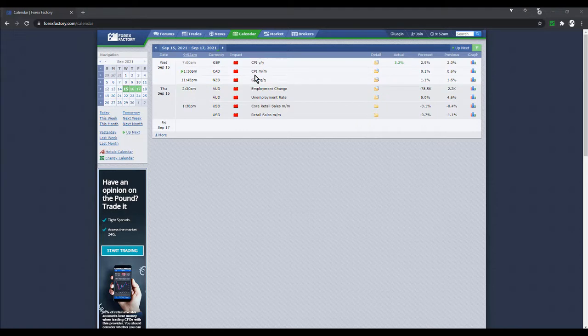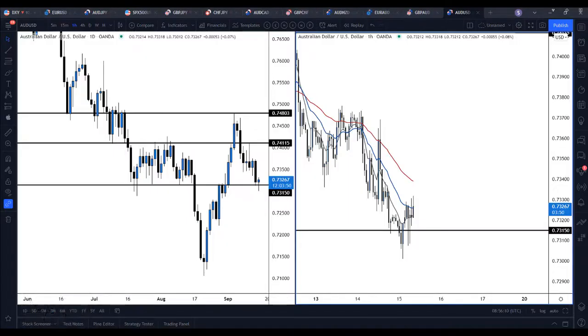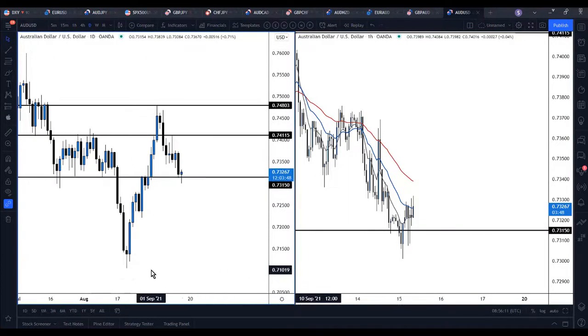A little bit of CAD news later, 1:30 p.m. UK time, and 11:45 NZD GDP numbers. That's UK time as well. So markets of interest today are Aussie dollar, AUD, USD.